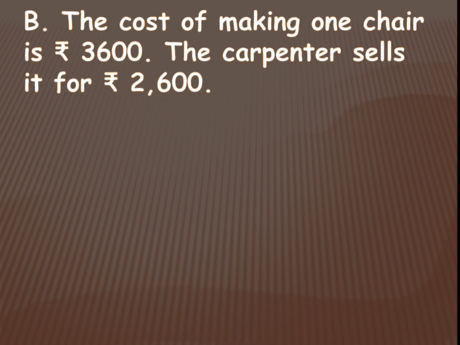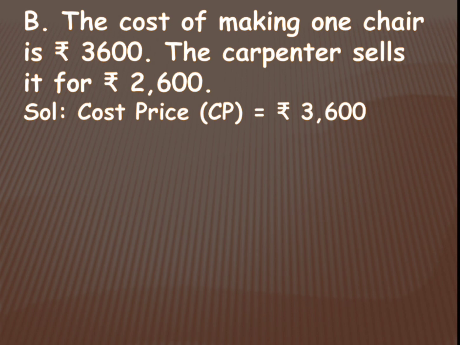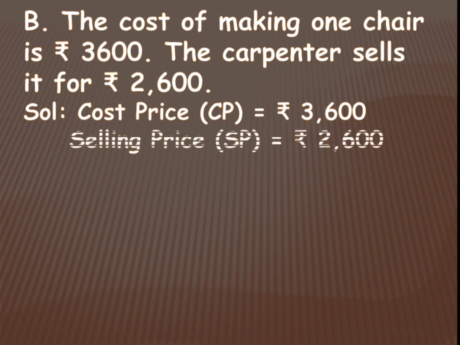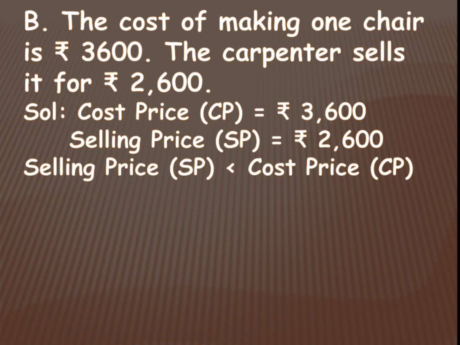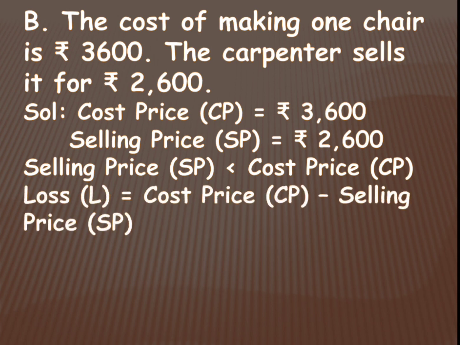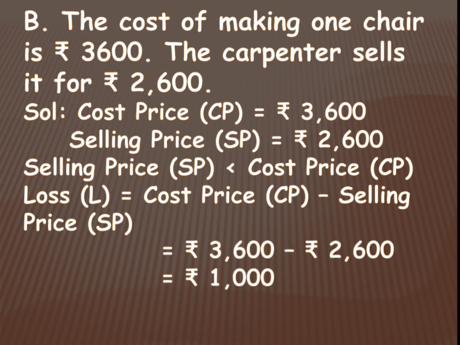So first, cost price is equal to 3,600 rupees. Selling price equal to 2,600 rupees. Here, which is greater? Cost price is greater. That means selling price is less than cost price, then it is loss. And what is the formula for loss? Cost price minus selling price, isn't it? What is the cost price? 3,600 minus selling price 2,600. That becomes 1,000 rupees, isn't it? So the carpenter got a loss of 1,000 rupees. So what you'll write? Therefore loss is equal to 1,000 rupees.